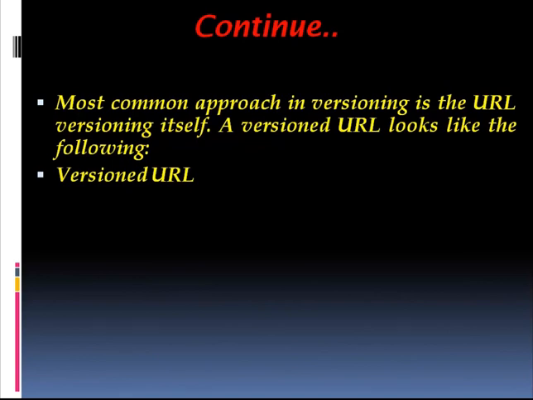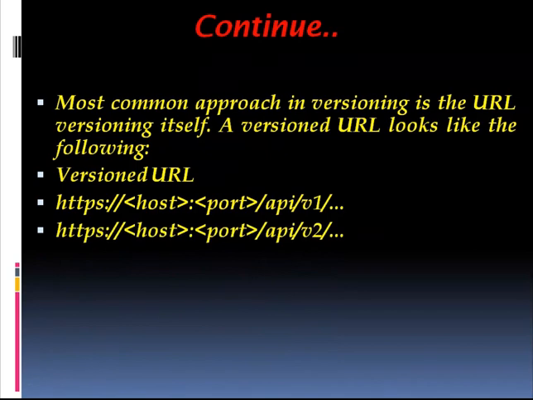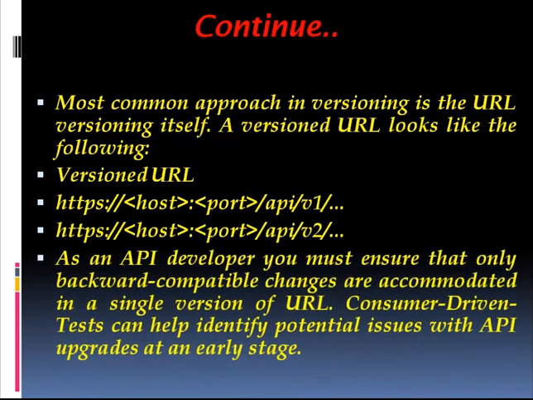A versioned URL looks like the following: HTTP, host, port, API, slash, version. That means this is version 1. And HTTP, host, port, API, version 2 is version 2. In this way, we can add the versioning in the URL. As an API developer, you must ensure that only backward compatible changes are accommodated in a single version of the URL. Consumer driven tests can help identify potential issues with API upgrades at the earliest stage.